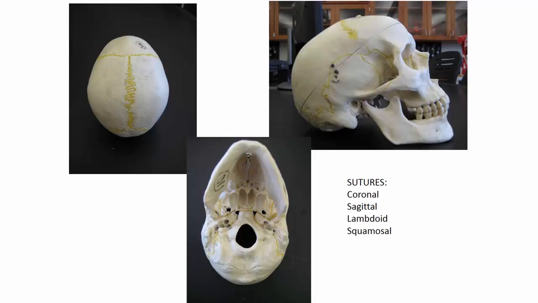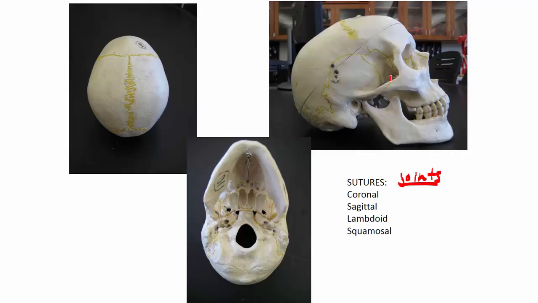All right, so the first thing we're going to do, we're going to go down your lab guide, and we're going to cover the sutures. Sutures are joints. Think about when you suture somebody up, you sew them together. The sutures are the joints that hold the bones of the skull together. And on our models, they have these little yellow lines, okay?